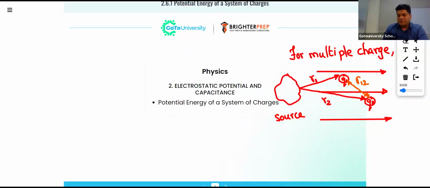First, the potential energy of the system will be equal to, first, because of these two points, your charge will be the same, q over r. What is the distance between q1 and q2? The distance between q1 and q2 is r12, plus this is the charge q1, this is the charge q2.